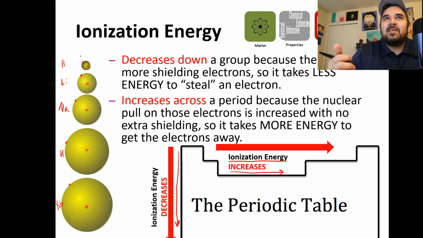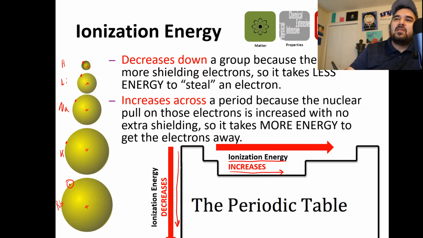Which one is going to be easier to take away? Is it going to be the one that's really close to the proton or the one that's far from the proton? The answer is the one that's farthest away from the protons. So the farther away it is from the center, the easier it is to take away. So ionization energy decreases as you move down periods on the periodic table, which means the larger the element, the easier it is to steal an electron away from it.